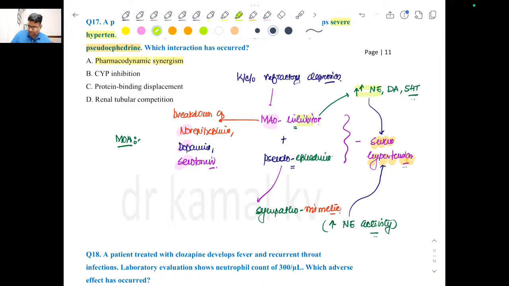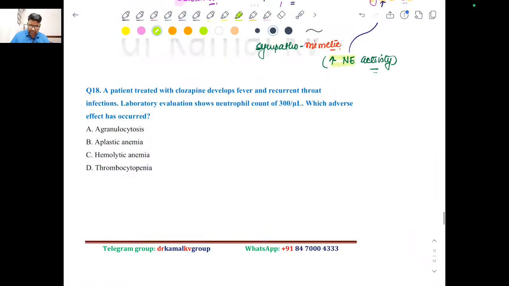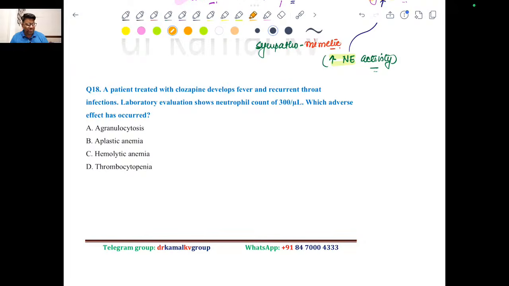So that's why, very good Imran, very good Priya, this is pharmacodynamic synergism, because both the drugs are ultimately increasing the activity of norepinephrine, and that's why the blood pressure is shooting up. So that's a very good question. So next question, and again a very basic question, has been asked many number of times.